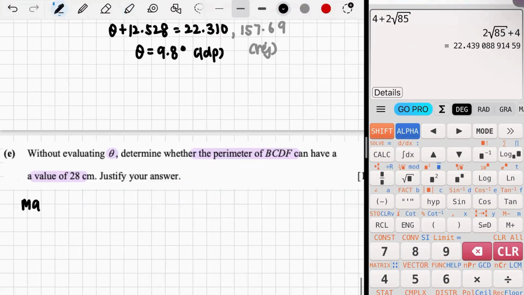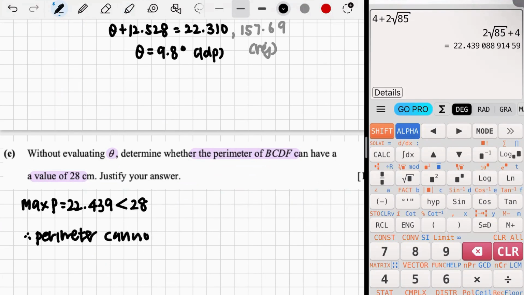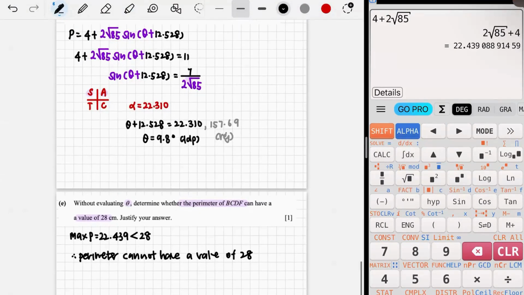So we understand that the maximum P is 22.439. So how to get 28? Cannot. Usually they link this after the maximum question. They purposely put it here, then you are clueless. So this one is justify your answer. Can or cannot? The perimeter cannot have a value of 28 because the max is only 22. How can you go up to 28?